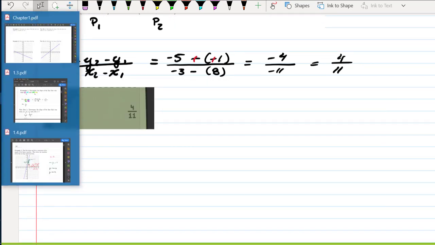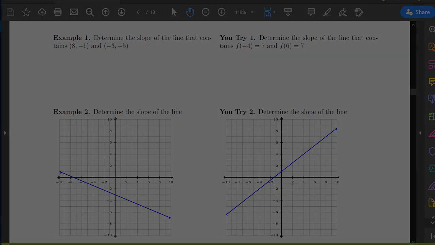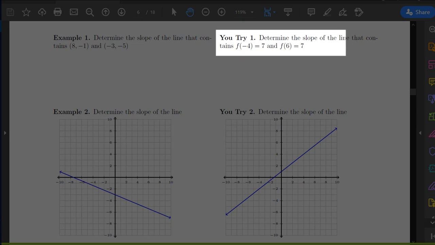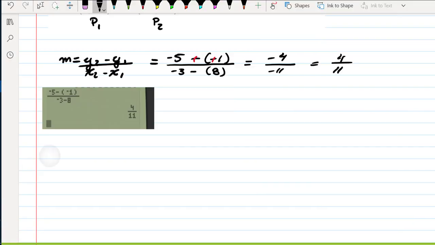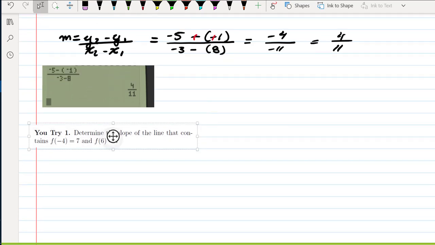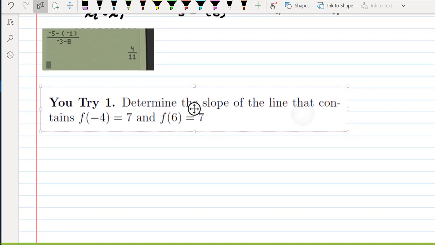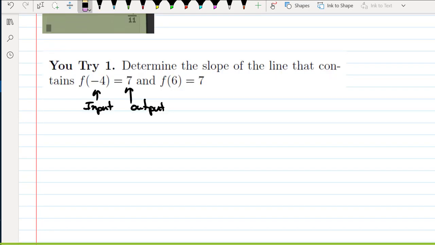All right, and that said, it's now your turn to take a look at this U-try. But before I turn you loose to work on it, our ordered pairs were given in function notation. So remember that this is an input and that this is the output.